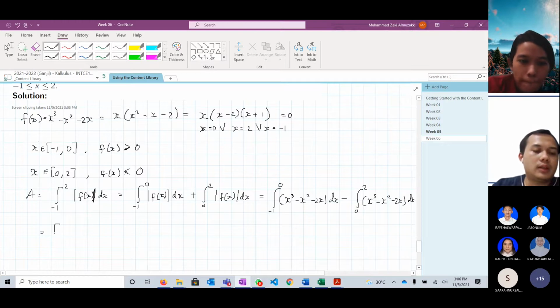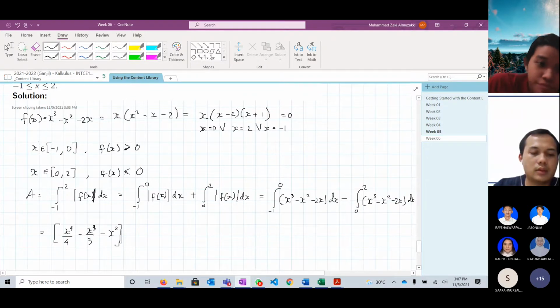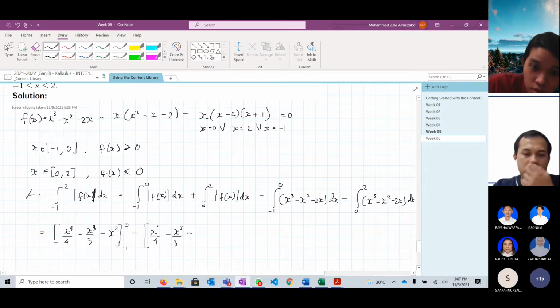So we have x power 4 over 4 minus x power 3 over 3 minus x squared from -1 to 0, minus x power 4 over 4 minus x power 3 over 3 minus x squared from 0 to 2.